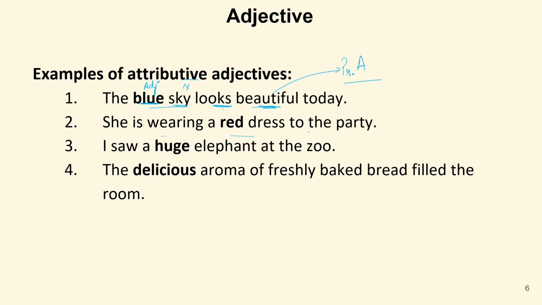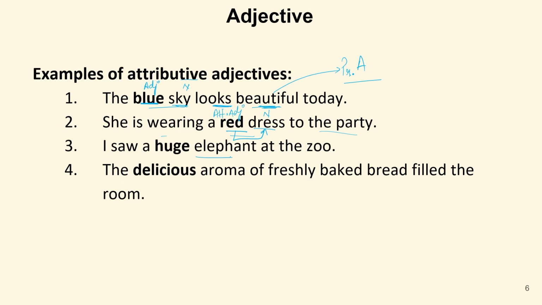She is wearing a red dress to the party. Now, here again we have a dress that is a noun. Then red is telling us the color of this dress. So red is an adjective, and as it has been just used before dress, it is an attributive adjective.